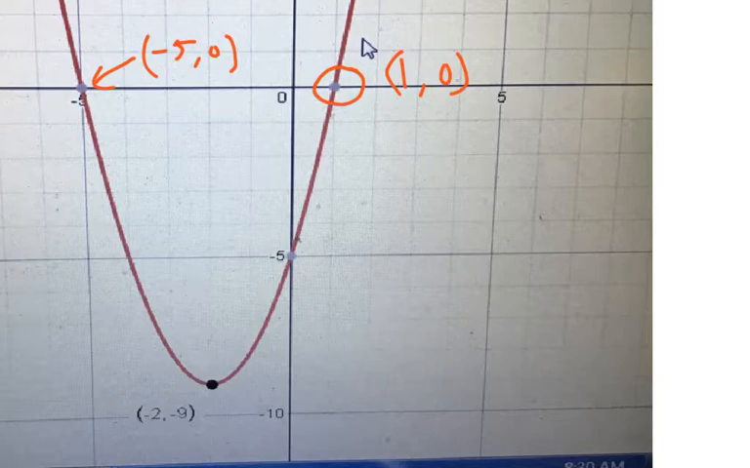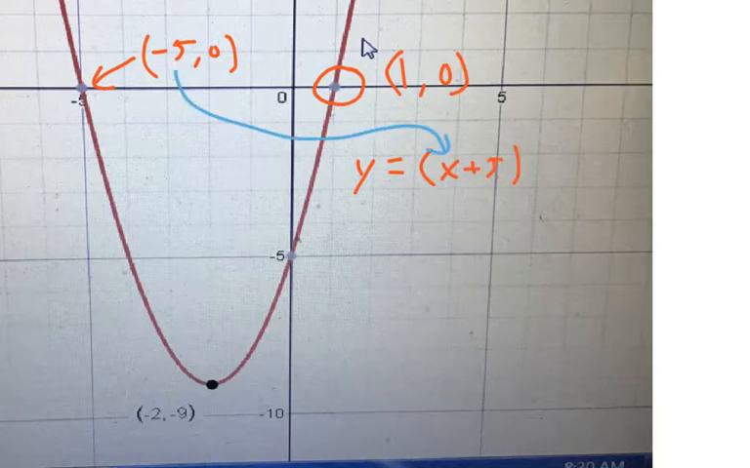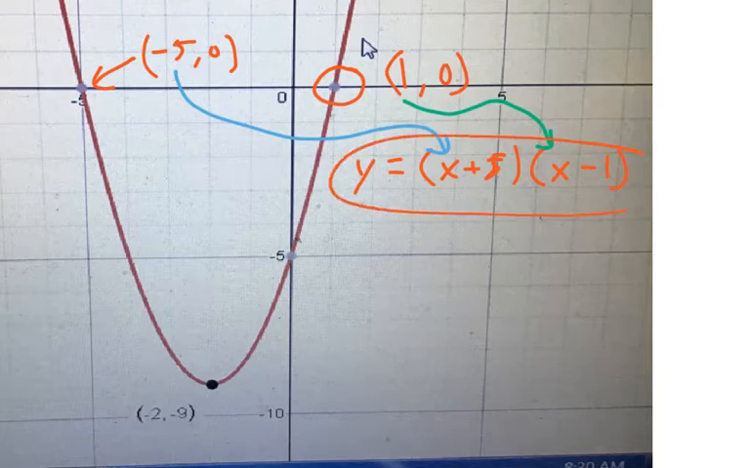And I know my equation, if I use y or f of x, I know my y simply has to be x plus 5. Why? Because negative 5 plus 5 is 0. And of course, I'm going to do an x minus 1. Why? Because 1 minus 1 is 0. So right there, I already have the equation for the graph pretty much.